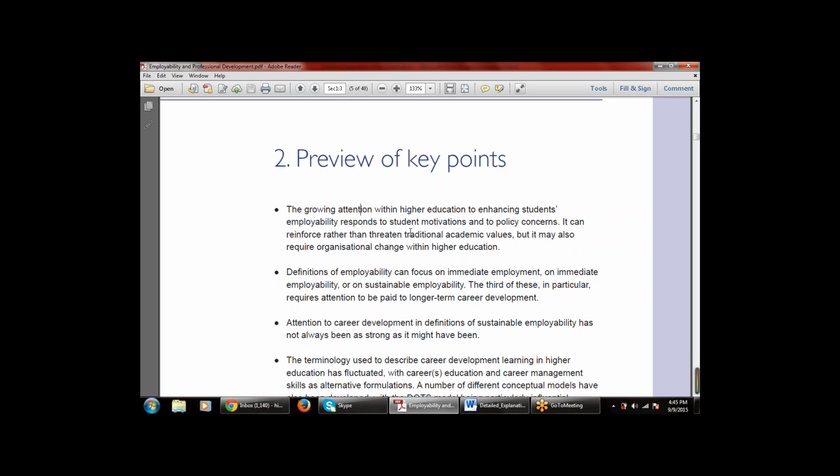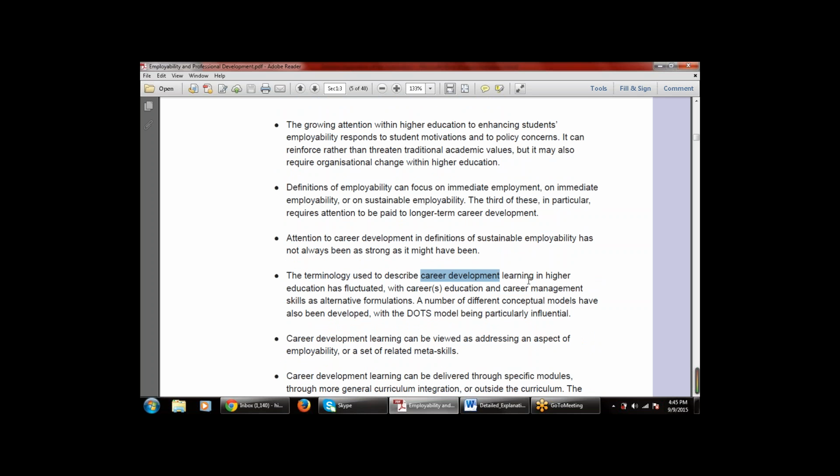The terminology used to describe career development learning in higher education has fluctuated. Whatever the terminology, what is used to describe career development is changing, because you are opting for the Edexcel course, the level 5 and the level 4. For example, suppose we wish to change this level 4 and level 5 into level 6, or level 3, we can easily change because the modules are almost the same, but the content is different, or the length is different, or the scope is different.